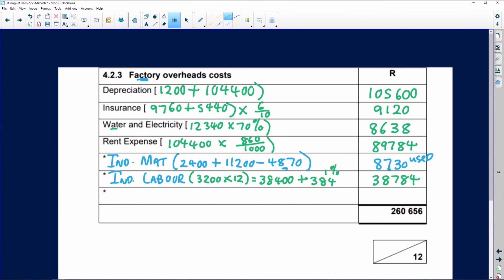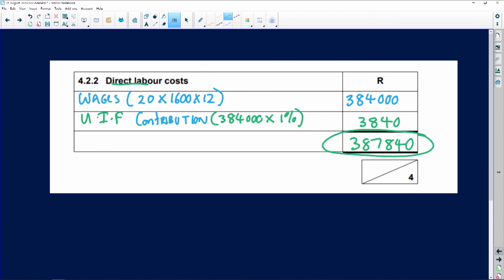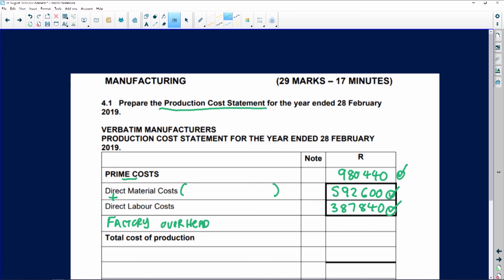Okay, right, factory overhead cost, if you add up, it should give you this total, but in any case, it doesn't really matter. And remember, this amount is what we're now taking through to our production cost statement. So let's do that, and we should have time now to wrap this up. There's about 6 minutes left. So factory overheads, 260,656. Okay, total cost of production.